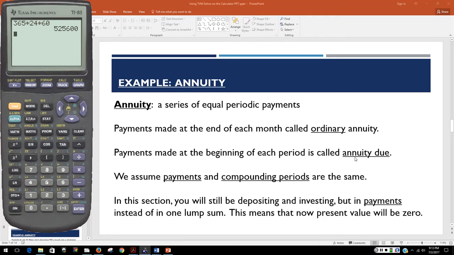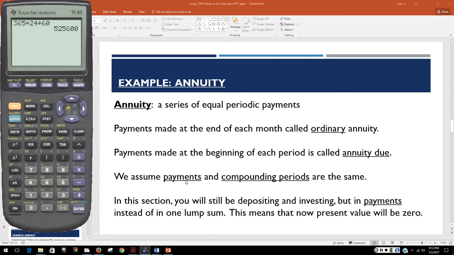Now the difference between the two, although it really won't come up to haunt you very often, is that with an ordinary annuity, you get interest on every single payment you make except the very last one. Whereas with an annuity due, you get interest on every single payment you make because you're making your payments at the beginning of the period. So at the end of the first period, you have your payment plus the interest on that payment to go into the next period. Don't worry too much about the distinction between those two though.